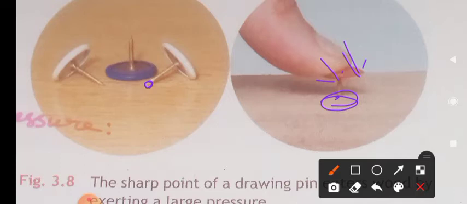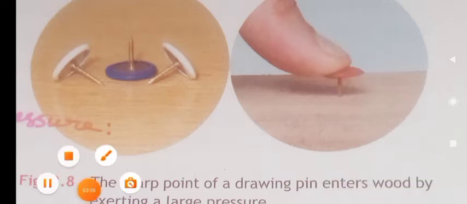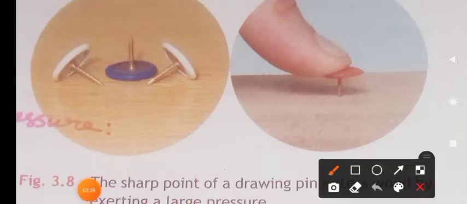Do you understand, children? Whereas in the other case, think about the reverse of it. Reverse the pin. Can you fix the pin by this method? No, it's impossible, isn't it? Because here the area is larger and the pressure applied will be lesser. So you cannot fix the pin by this method.